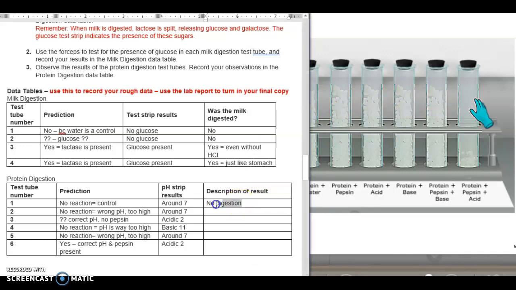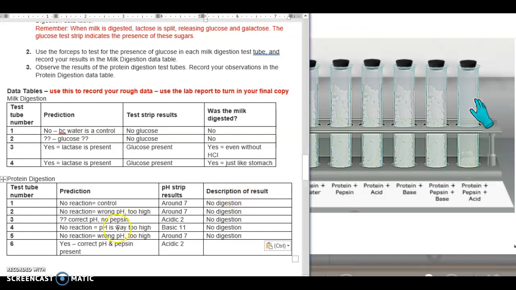So in all 5 of the first test tubes, there was no digestion, and we discussed the reasons for those in the prediction column, if you want to remind yourself. In the second one, there was the wrong pH. It was too high at 7. In the third one, the correct pH, like your stomach, but the enzyme was absent.